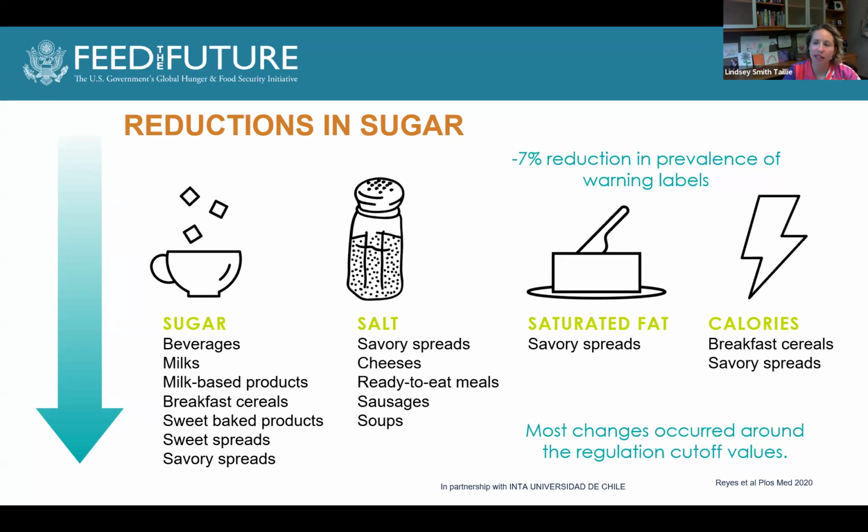Now, one thing that was really interesting is that we saw that most changes occurred right along the cutoff values. And so what this tells us is those nutrient thresholds that the government sets are really important, because the food industry is only going to cut sugar and sodium and saturated fat just enough to get under those regulation cutoff values so that they don't have to carry the warning label.